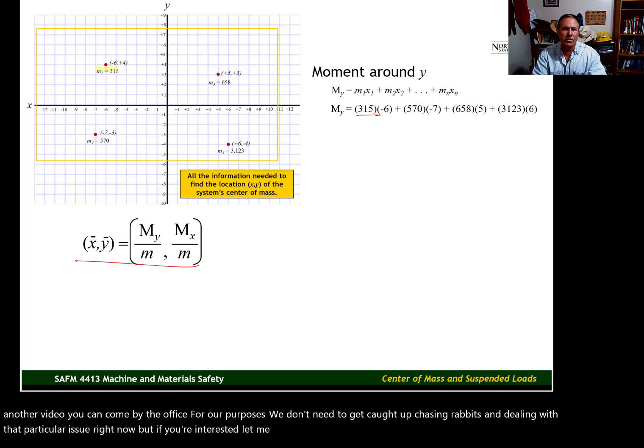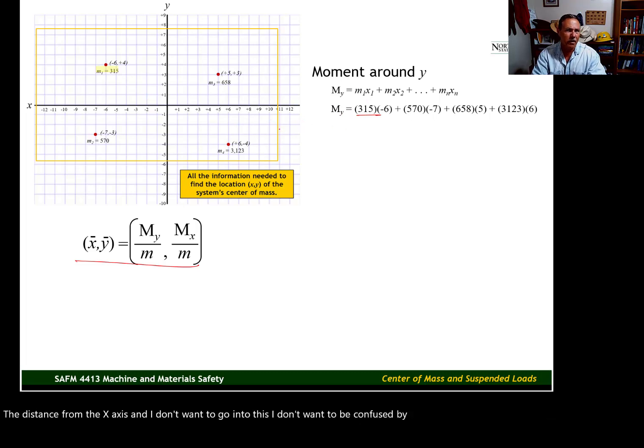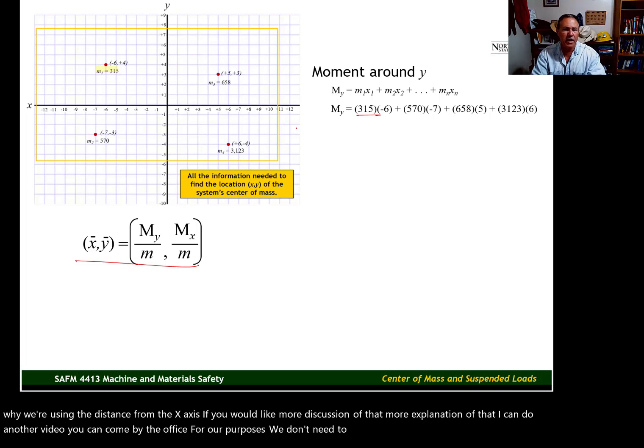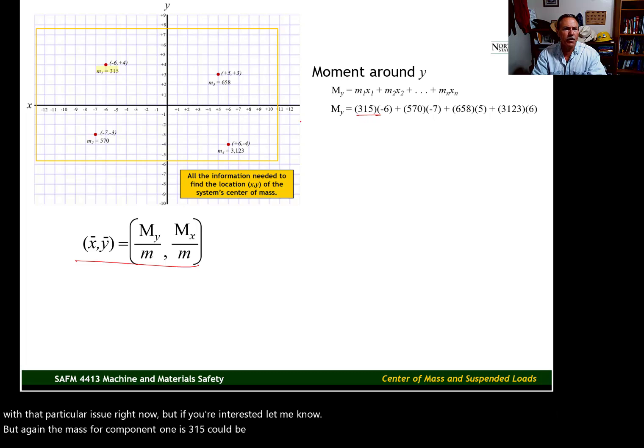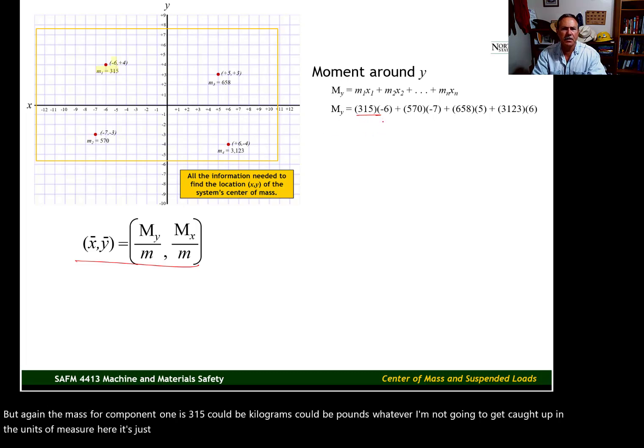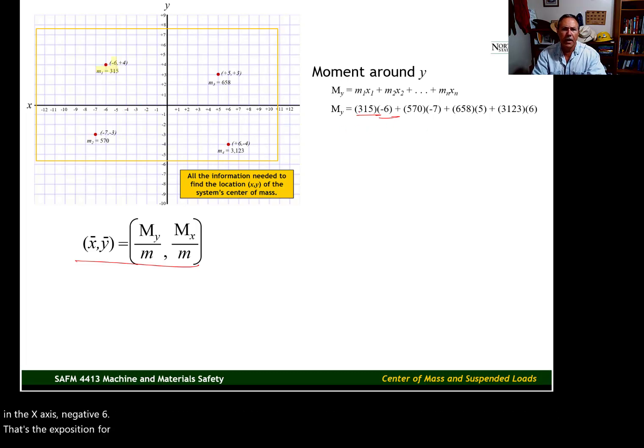Again, the mass for component 1 is 315. It could be kilograms, could be pounds, whatever. I'm not going to get caught up in the units of measure here. It's just the numbers we're interested in. Mass is 315. The distance from the x-axis is -6. That's the x position for this particular point mass. Then we move on to the second component. The mass, 570. The distance from the x-axis, -7.